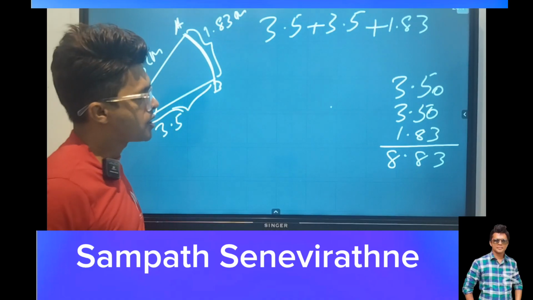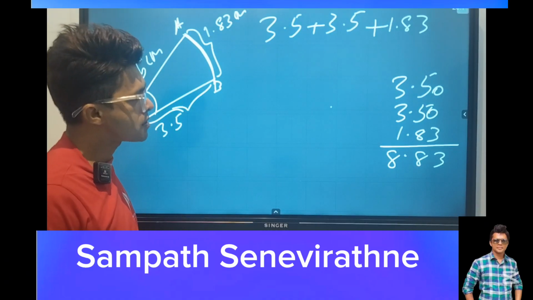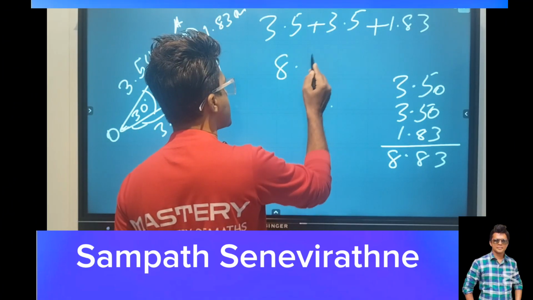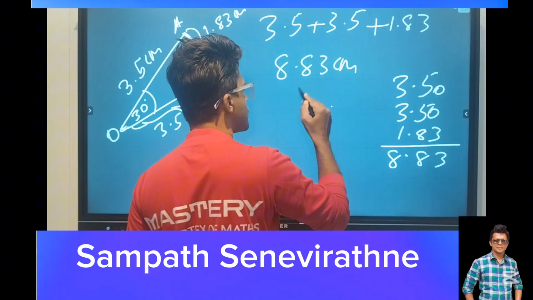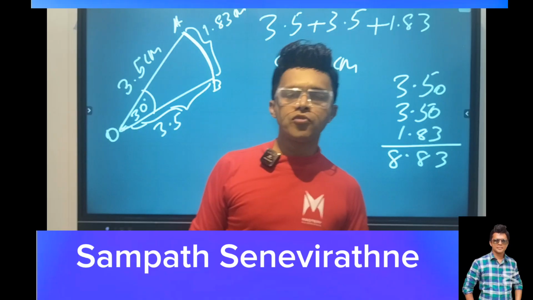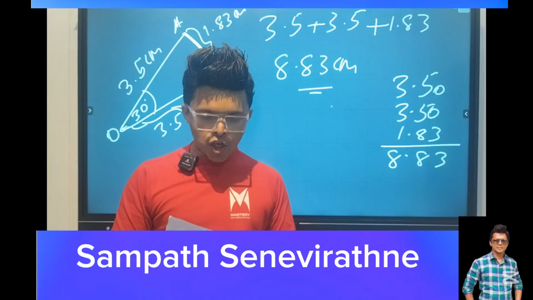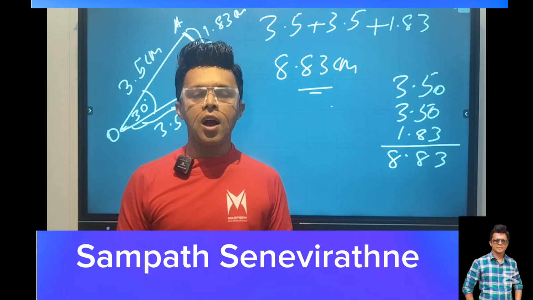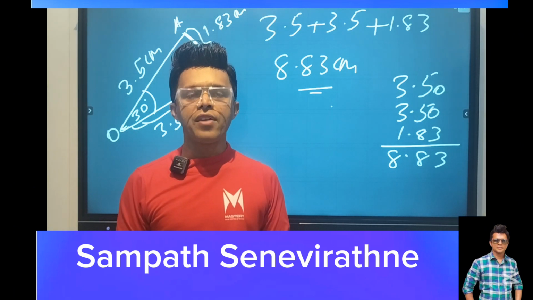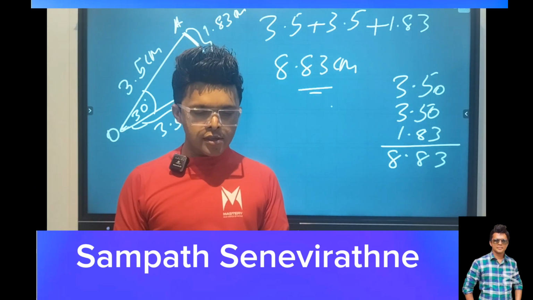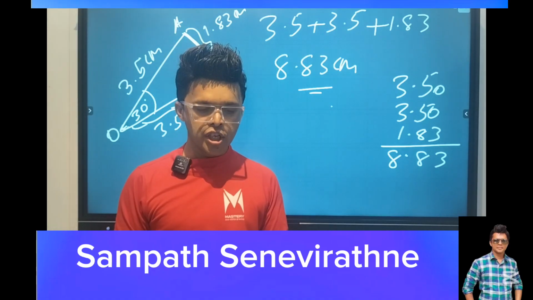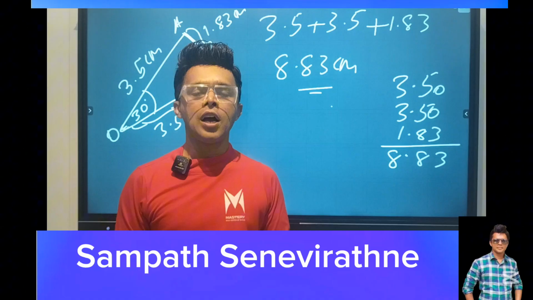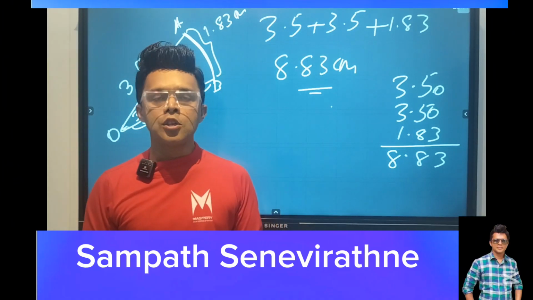So the answer is 8.83 cm, which is the perimeter of this sector. I do think that you are able to get the perimeter of a given sector. And also I should teach you the given statement in your textbook properly.